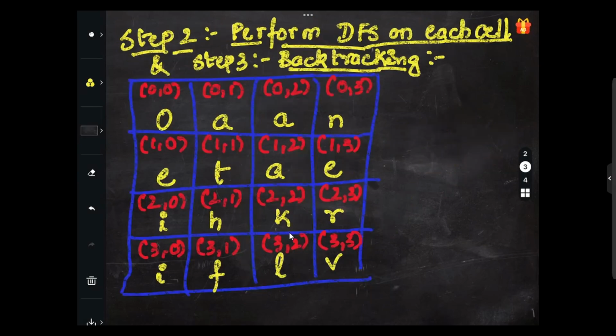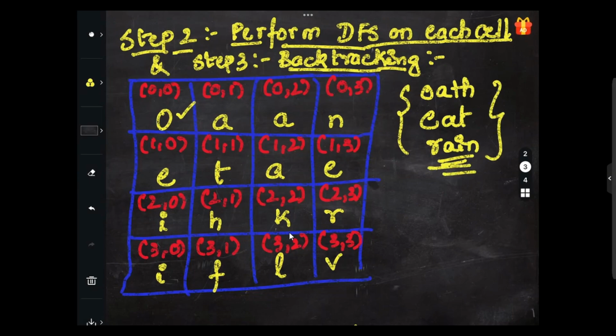Let's move on with the next step, step 2. Here, we are performing the DFS on each cell. We will start with O. We are searching for oath, eat and rain. As the letter P itself was not present in the grid, we are ignoring that one while building the trie itself. So we are searching for oath first. First, we'll go with O. Here, if we go down, this is ignored basically, because we need A next, right?